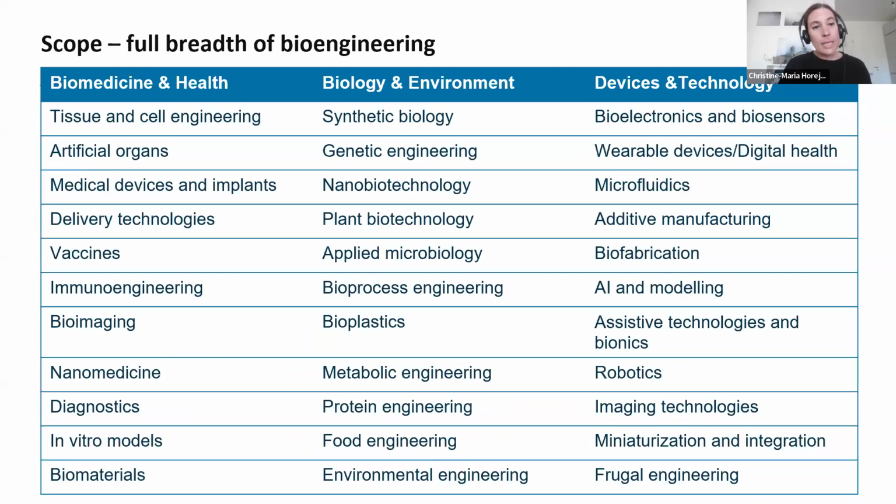Our scope is very broad and covers biomedical engineering, environmental engineering and biotechnology, as well as design and fabrication of devices and technology. Biomedical engineering, that is bioengineering with preclinical or clinical relevance, includes a variety of areas such as tissue and cell engineering, the design of artificial organs, the engineering of medical devices and implants, but also delivery technologies such as vaccines and immunoengineering approaches, in addition to the use of biomaterials in engineering and the design of in vitro models to investigate human biology and human disease.